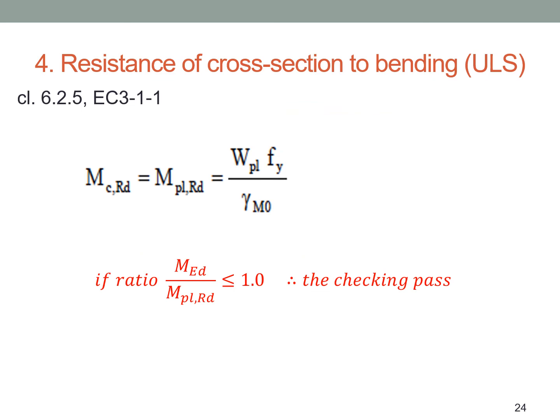Okay. So once you get your MPLRD, then you compare your MPLRD with the MED value. The ratio of the MED divided by MPLRD should be less than 1.0 so that the checking is passed, or acceptable. The section is acceptable in terms of bending resistance. Okay, so this one you need to take from the appendix. So normally we calculate for WPLY in the YY axis, the major axis.